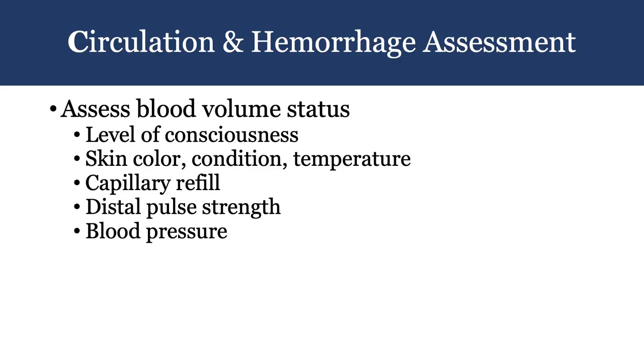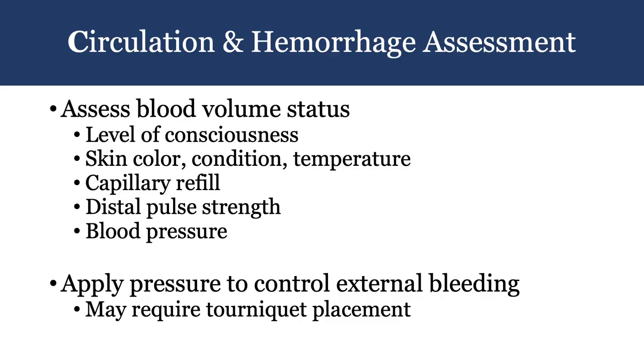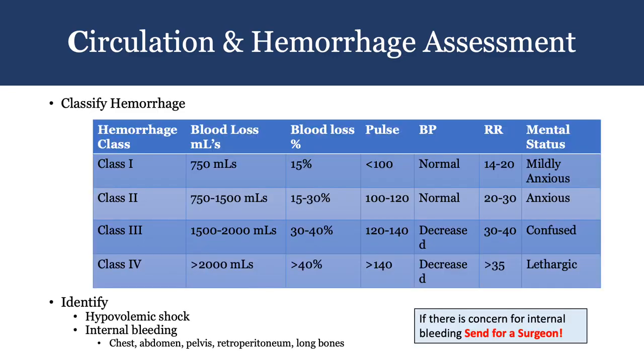a systolic of above 90 and a diastolic of above 60, then we can tell if they have low blood pressures and intervene accordingly. Some of the causes of hypotension could be hemorrhage, and the patient could be exsanguinating a lot of blood from a peripheral bleeding extremity. Always apply pressure to control external bleeding, and this may require the institution of a tourniquet.